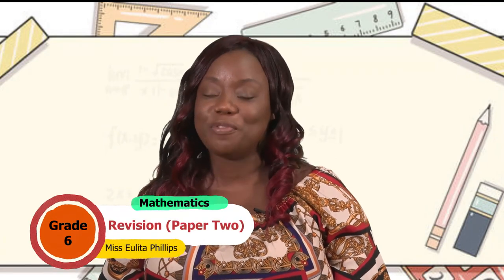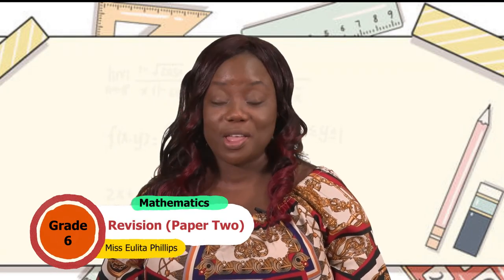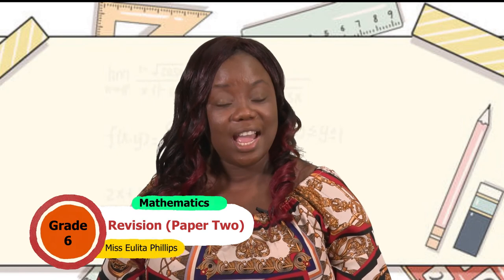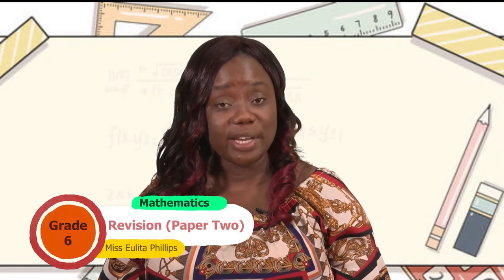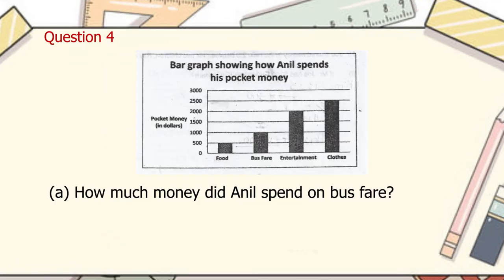Let's look at our final question for today. Question 4. So boys and girls, we would have answered 4 questions from the exam paper. The compulsory question, and we chose 3 other questions that we can handle very well and get maximum marks. Here is a bar graph. Use this bar graph to answer the questions that follow.